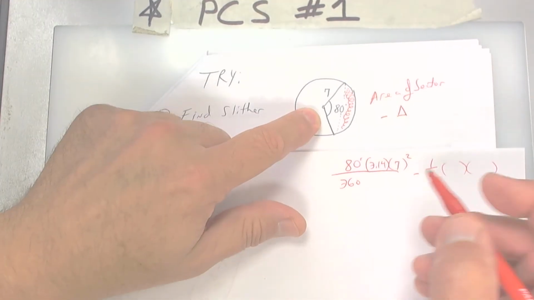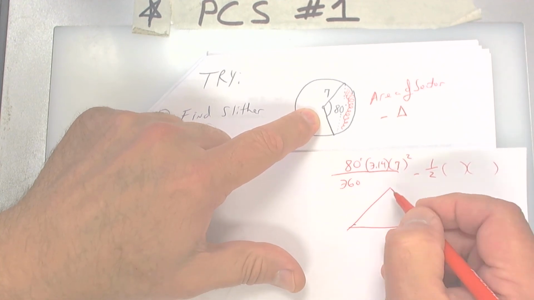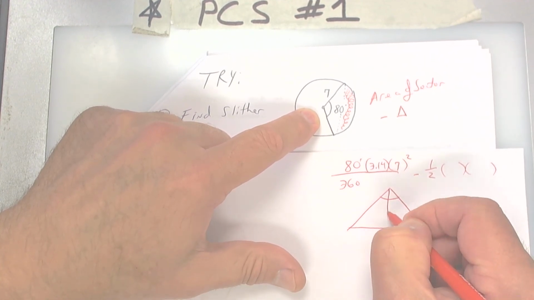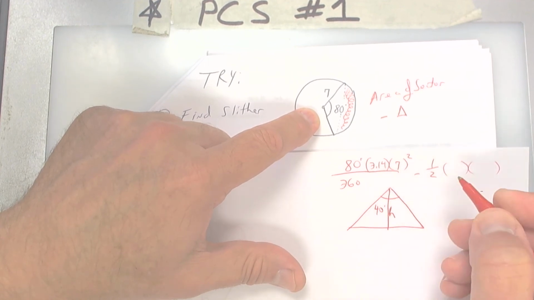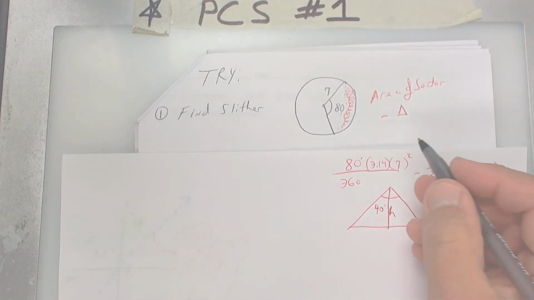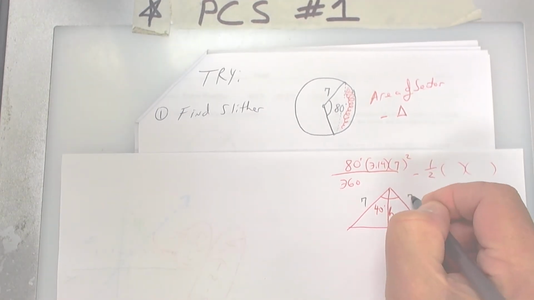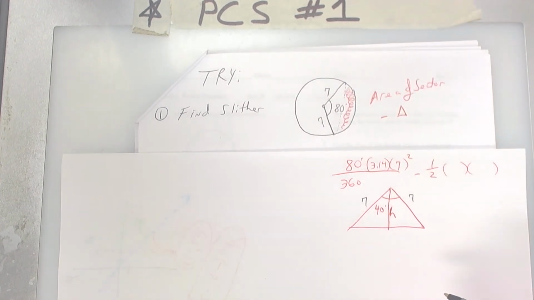So pull this triangle out, which looks like this. So this is 80 degrees, so we're going to split it and get a 40. We need the height. Okay, let me switch over to black. This one is an isosceles triangle because this is a radius, so they're both 7.